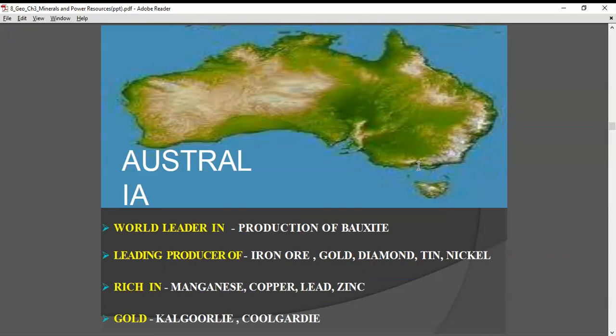In Australia, it's a world leader in production of bauxite, and it's a leading producer of iron ore, gold, diamond, tin, and nickel. It's rich in manganese, copper, lead, and zinc. And in the Kalgoorlie and Coolgardie region of Australia, we find gold deposits in large quantity.